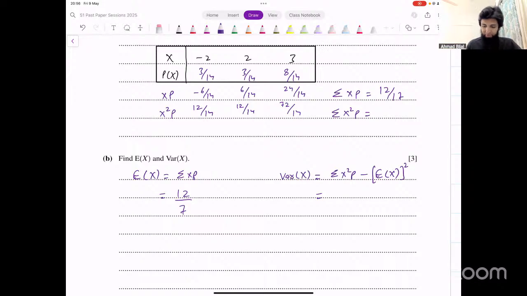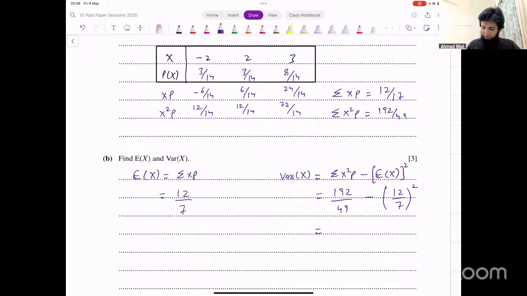Okay, all right. So variance of x, what's that? Sigma x square p turns out to be 192 over 49. So this becomes 192 over 49 minus square of the expected value, that's 12 over 7 whole squared, and you get the value of variance from that. You can see what that is.